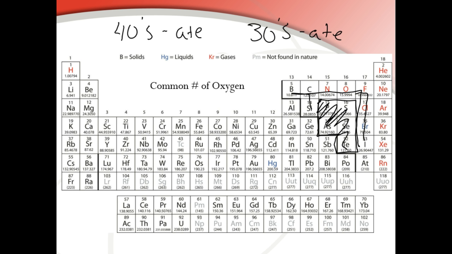Well, that gives us something. I know that IO3 would be iodate. I know NO3 would be nitrate. I know TeO4 would be tellurate. But that doesn't get us all of them. So what else can we do?